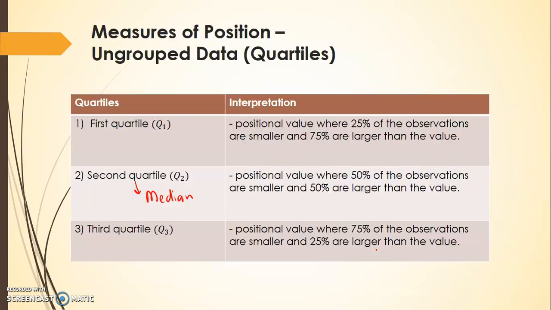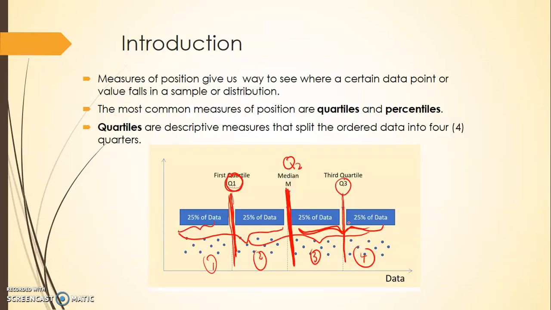And lastly, we have the third quartile, Q3. Q3 is a positional value where 75% of the observations are smaller and 25% are larger. In this diagram here, Q3 is located here. This is our Q3, the value of Q3. So 75% of the data are smaller than the value of Q3, and the other 25% of the data are bigger than this Q3.